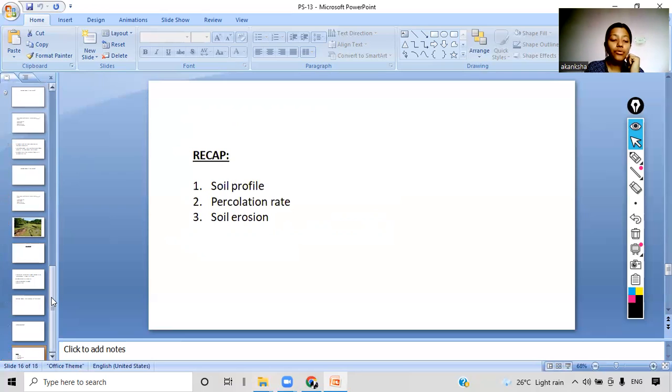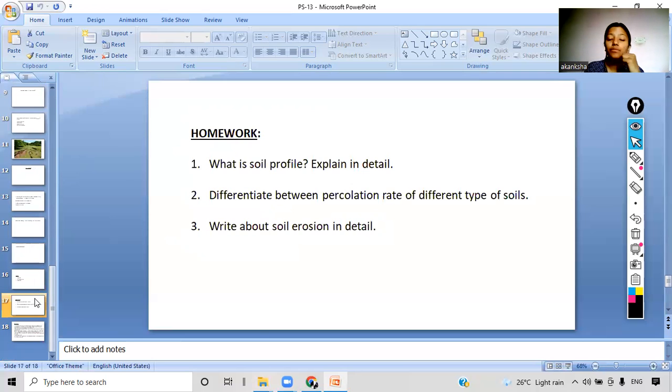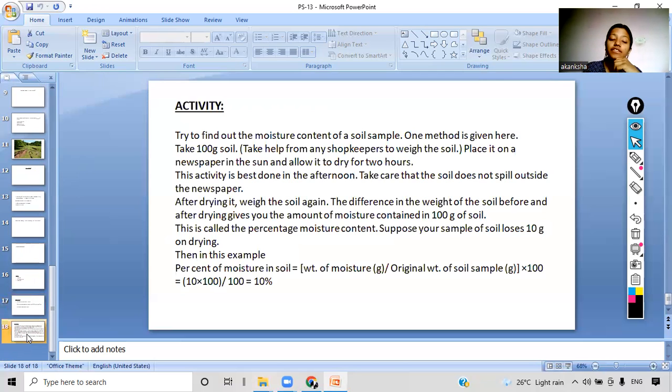So coming to your homework part, what you have to do: these are some of the questions that you have to solve in your notebooks. And then there is this activity that you have to perform, right?